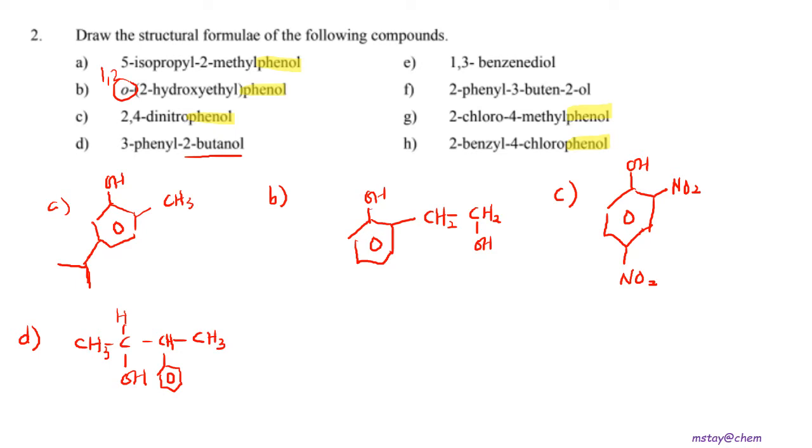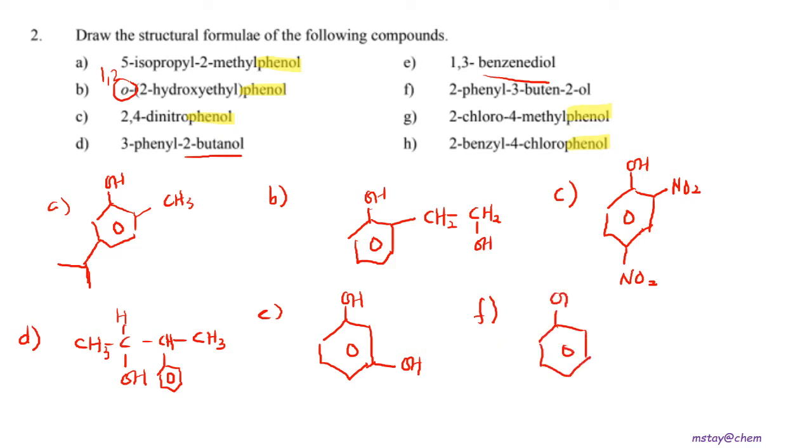Now proceed to E, benzene diol. We draw a benzene first. Diol means that there are 2 OH, at the first carbon and also the third carbon, because it's 1,3-benzenediol. Continue with structure F. We draw the phenol, followed by the OH, which is the first carbon, and then we have 2-chloro, 4-methyl, which is the opposite of the OH group, attached to the CH3.